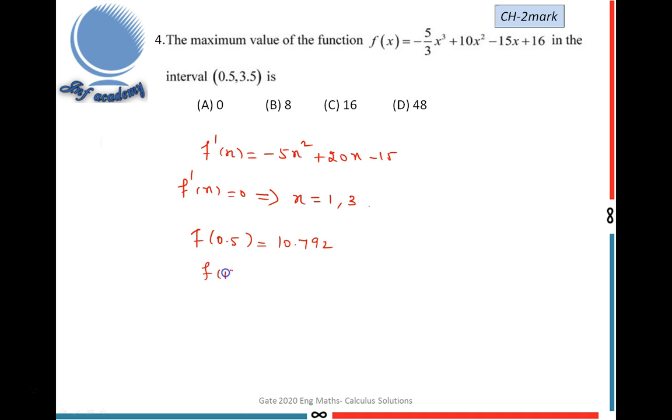And I substitute f of 1, I got 9.3 something. F of 3, 16, and f of 3.5, I got 14.542. The maximum value of the function f is 16. So the answer is 16. Option C is the correct answer.